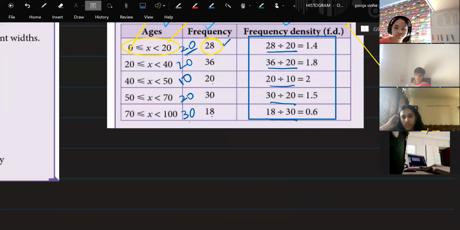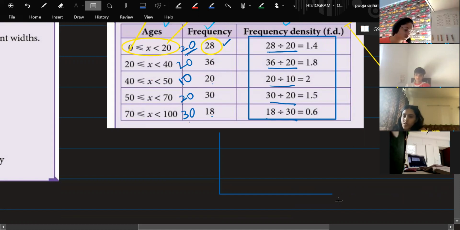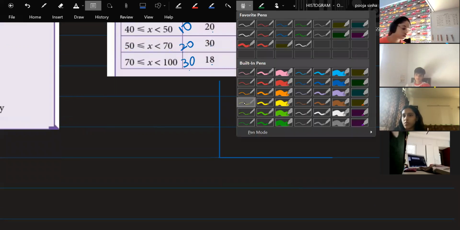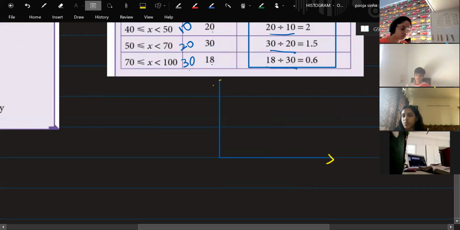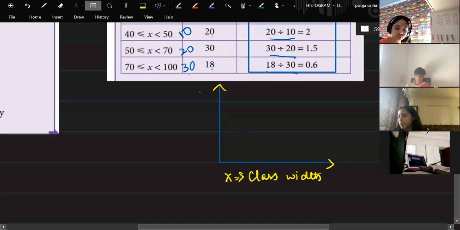Now we are going to draw a graph. In the graph, we'll obviously have X and Y axis. So what should be on the X axis and what should be on the Y axis? We will not put frequency anywhere. On the X axis, note this down, X axis will be your class width. And the Y axis will be the frequency density.